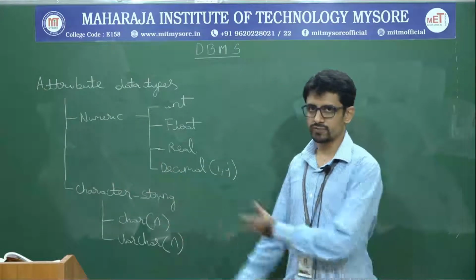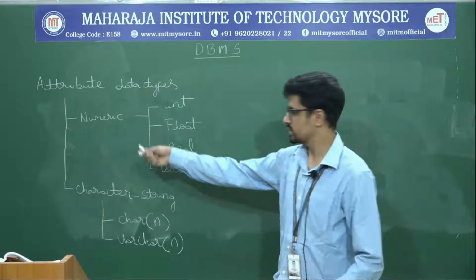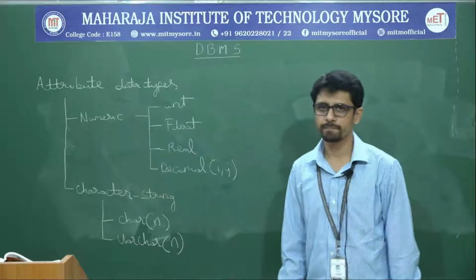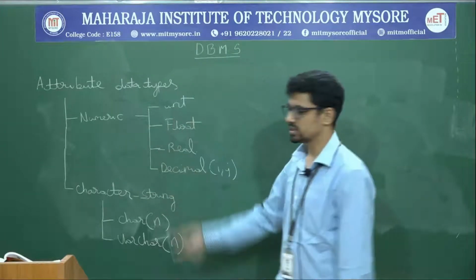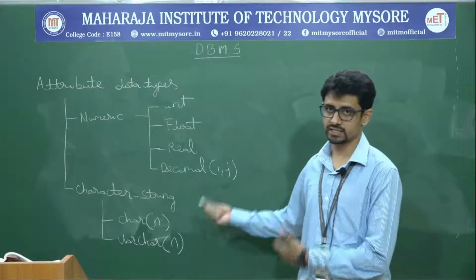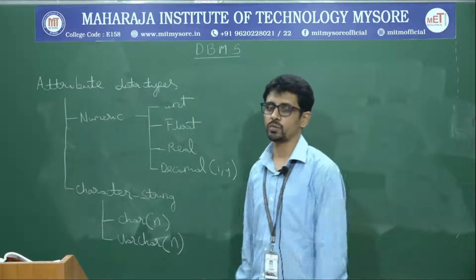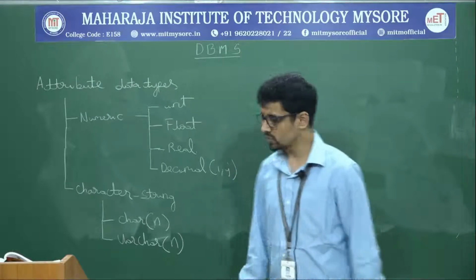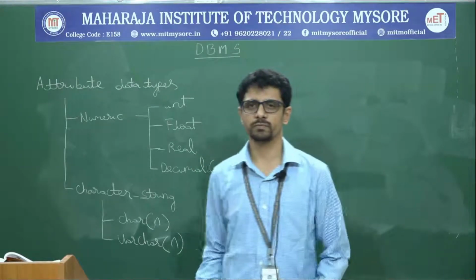This is not the thing, we have some more. I'll come next. So the first set is the numeric. Numeric in the sense we have integer, floating point, real, as well as decimal for the case of formatted output. First of all, let me tell you, anyhow you are all familiar with different programming languages.